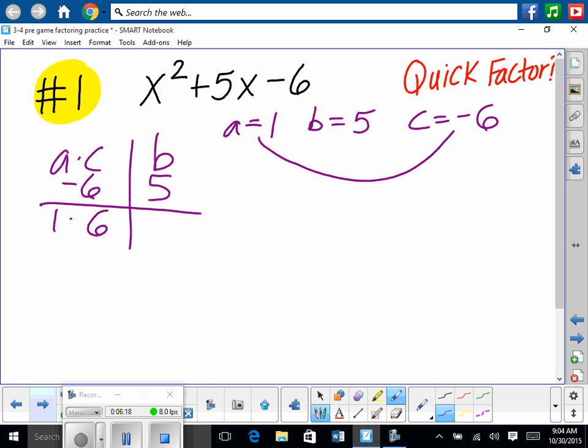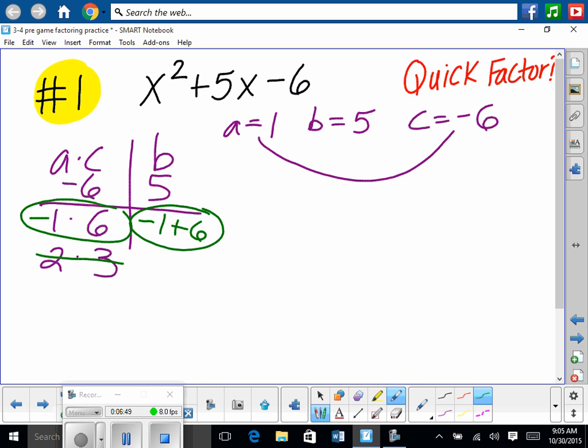1 times 6 and 2 times 3. Okay, let's find the correct factors that work to add up to be positive 5. Could 1 and 6 ever add up to be positive 5? Yes, but we would need our negative to be with 1. Now let's check it. Is negative 1 times 6 negative 6? Yes, right? Negative 1 times 6 is negative 6, and negative 1 plus 6 is positive 5. So those two don't work. These two are our factors. Does everybody understand how those are my factors? So my factors are negative 1 and positive 6.